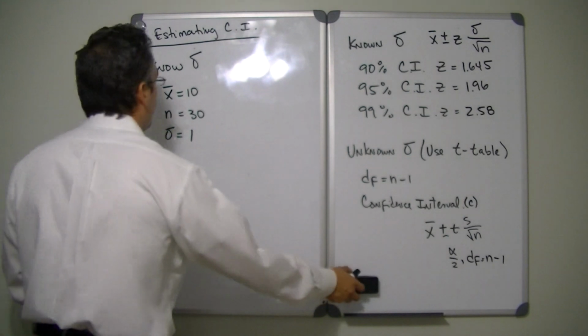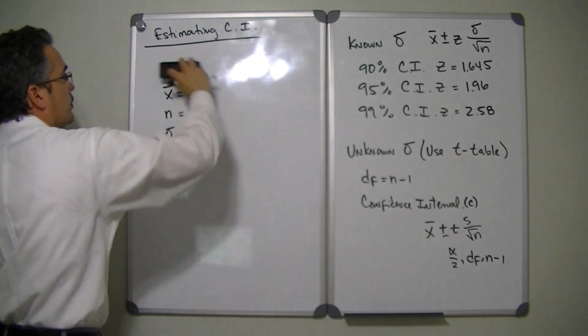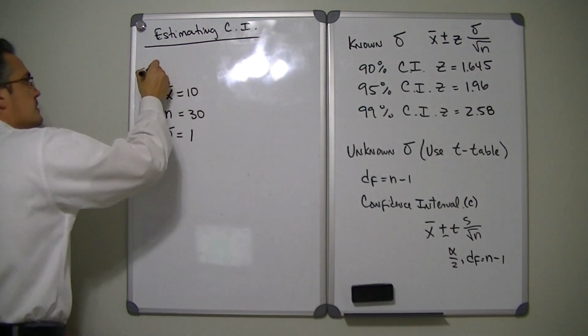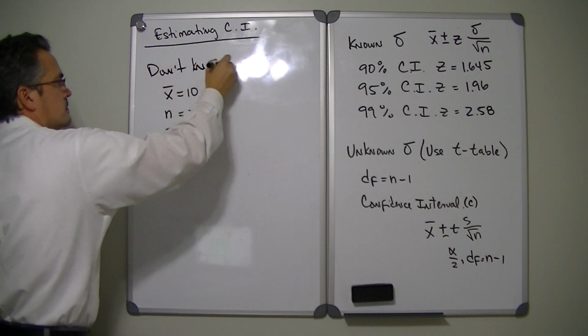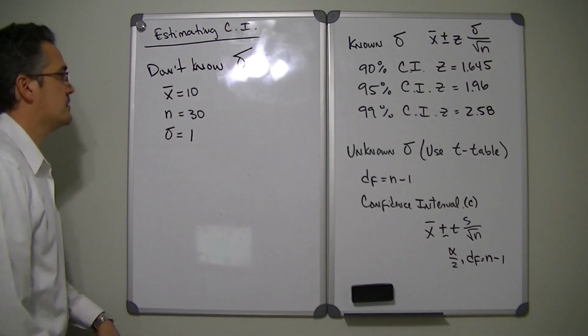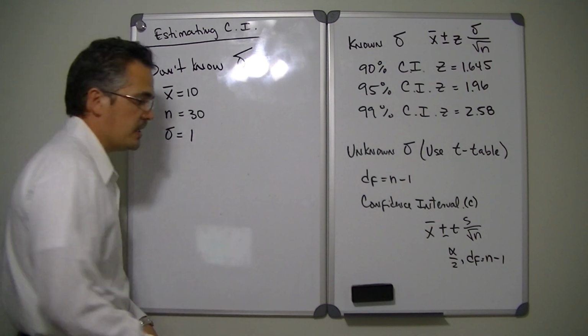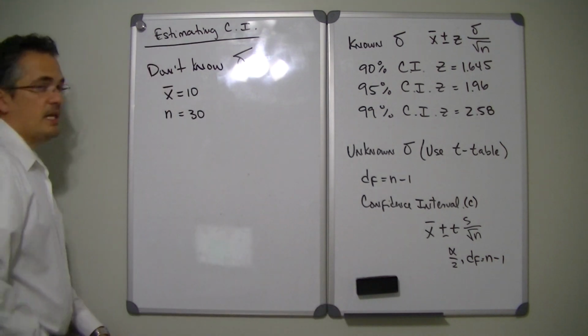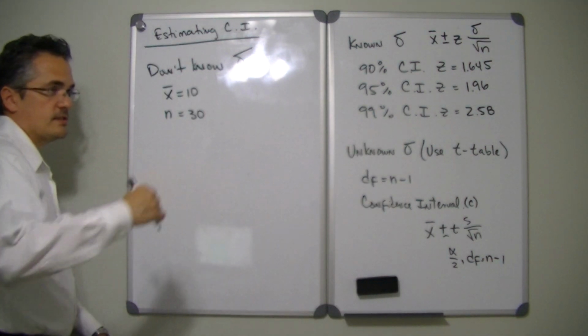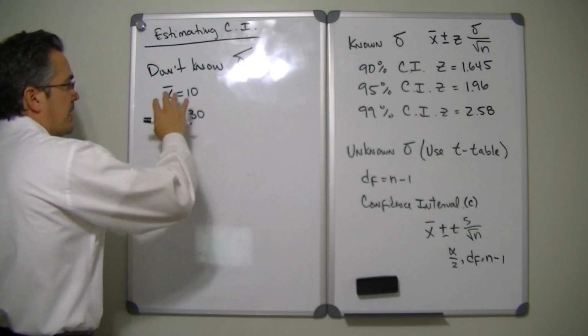All right, now imagine that instead we don't know sigma, our population standard deviation. You don't know your population standard deviation if it's not given to you. If instead you're being given all of the sample data, so you have your sample mean.